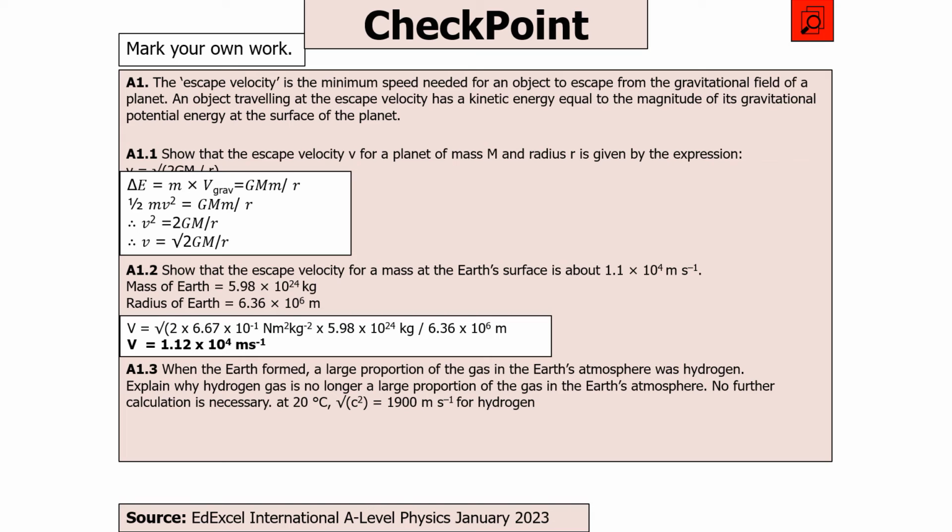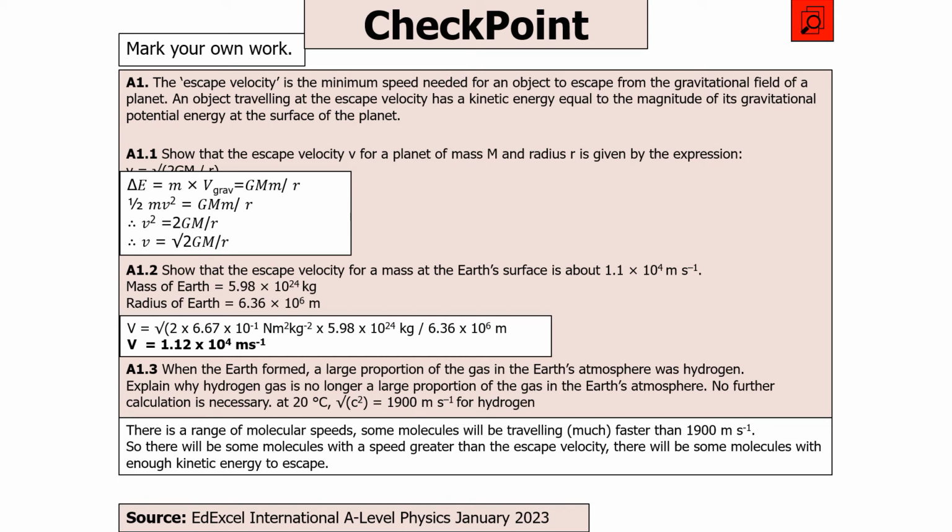Now, you've got to understand that even though you've got a root mean square speed, that's actually a range of molecular speeds. Some molecules will travel much faster than 1,900 meters per second, while some will be travelling a lot slower. It's just an average speed. So there will be some molecules with a greater speed than the escape velocity, which is 1.12 times 10 to the 4 meters per second, and therefore some molecules with a high enough kinetic energy to escape, which is why lots of that hydrogen gas has left the Earth's atmosphere.